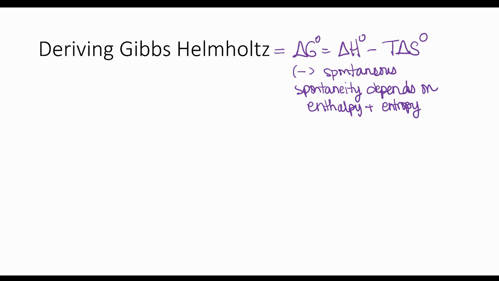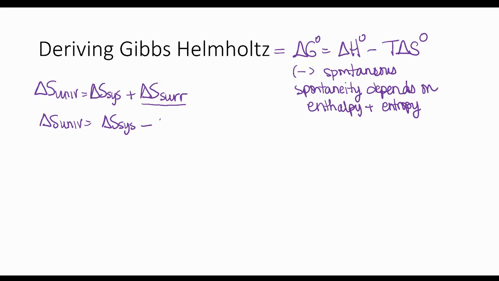Okay, then you need both. Now, where did this equation come from? Let's take a look at the delta S of the universe equals delta S of the system plus delta S of the surroundings, and then we can make a substitution. So delta S of the universe equals delta S of the system, and delta S of the surroundings, remember, the equation is negative delta H over T.